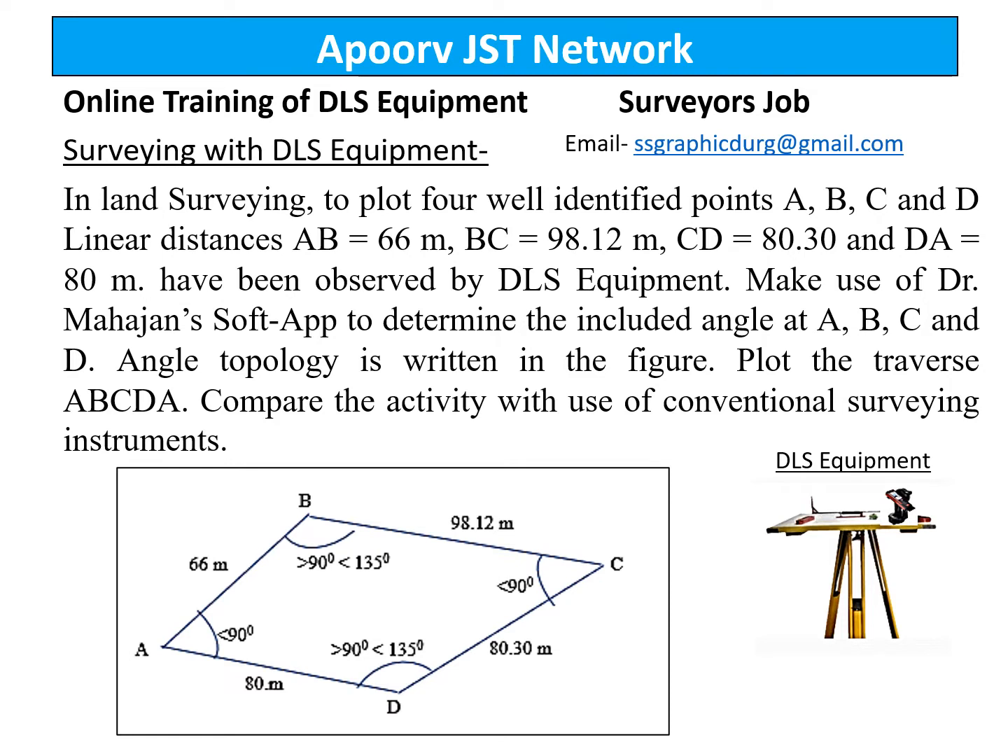In land surveying, to plot 4 well-identified points A, B, C and D, linear distances AB equal to 66 meter, BC equal to 98.12 meter, CD equal to 80.30 meter and DA equal to 80 meter, have been observed by DLS equipment. Make use of Dr. Mahajan's soft app, free supply to the users, to determine the included angle at A, B, C and D. Adjust the angles for the geometrical condition of the figure and plot the traverse ABCDA. Compare the activity with use of conventional surveying instruments.